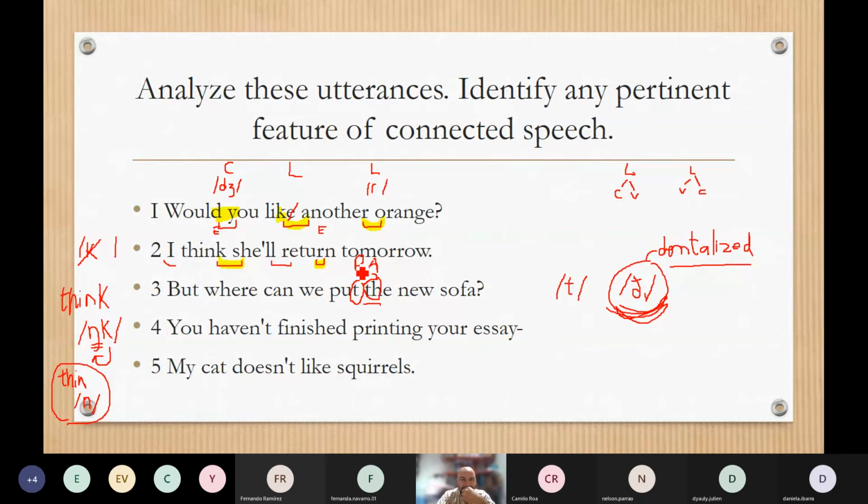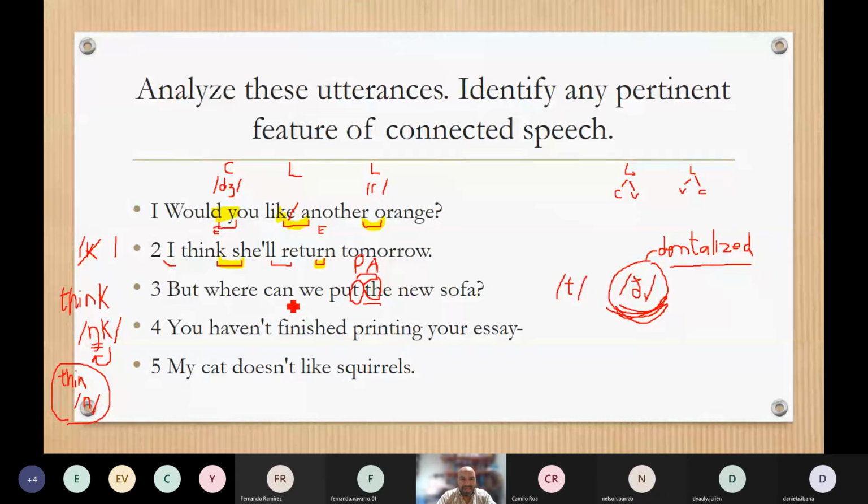Remember, I don't know, I don't own the truth. The truth is discovered by all these single minds working together. But where can we put the new sofa? That's Fernando's question. We need to keep answering. Can we?